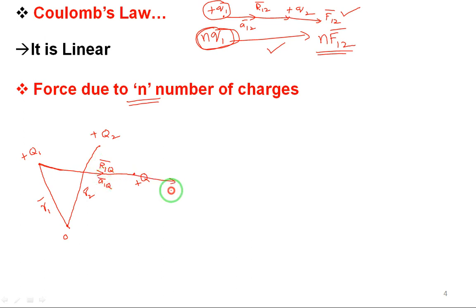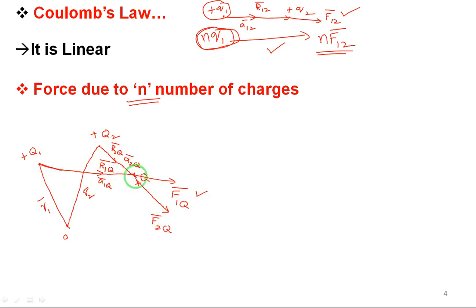The force is in this direction. I will write the force experienced by charge Q due to Q1 as F1q. You can use any notations, but don't get confused. So the force exerted on charge Q by Q1 is F1q. Next I want to find the force exerted by charge Q2 on Q. Once again I join Q2 to Q. This distance I will call r2q, and the unit vector is a2q. Then the force is F2q.